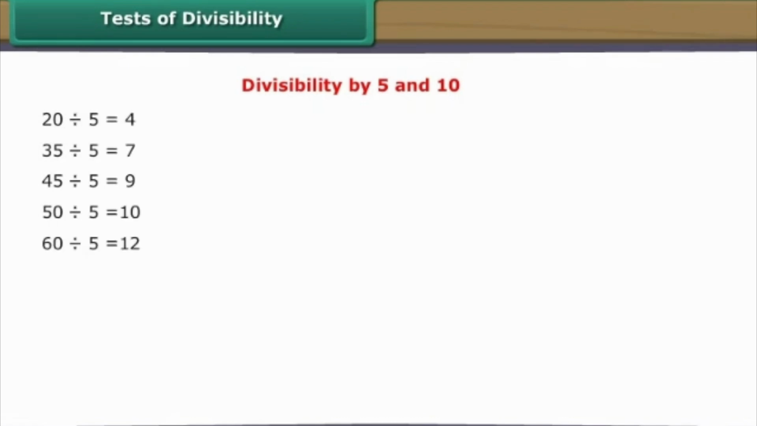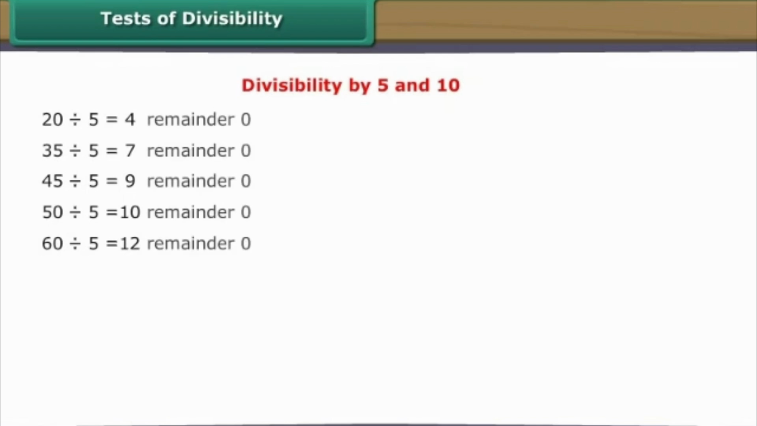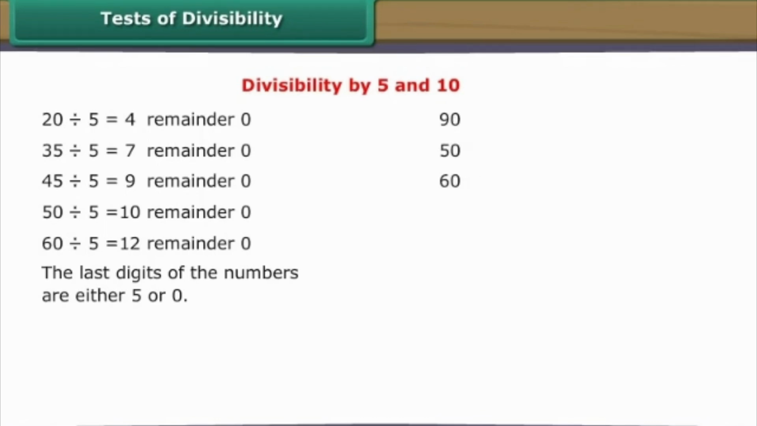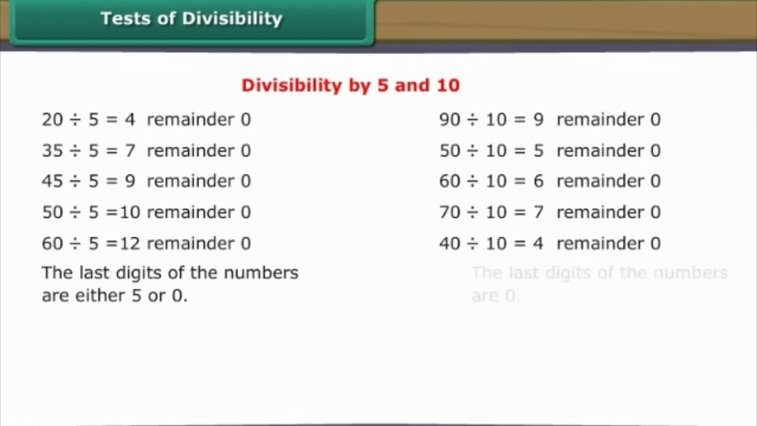Let us divide them by 5. 5 divides them all exactly. Look at the last digits of the numbers. They are either 5 or 0. Consider these numbers: 90, 50, 60, 70, 40. Let us divide them by 10. 10 divides them all exactly. All the numbers divisible by 10 end with 0.